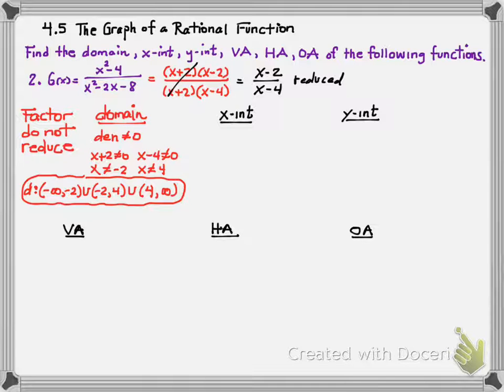Going after our x-intercept, that's where we let y equal 0. Or in this case, since it's a rational function, we could just let the numerator equal 0. You're going to get the same results. So that's where x minus 2 equals 0, or x equals 2. So our x-intercept is going to be (2, 0).